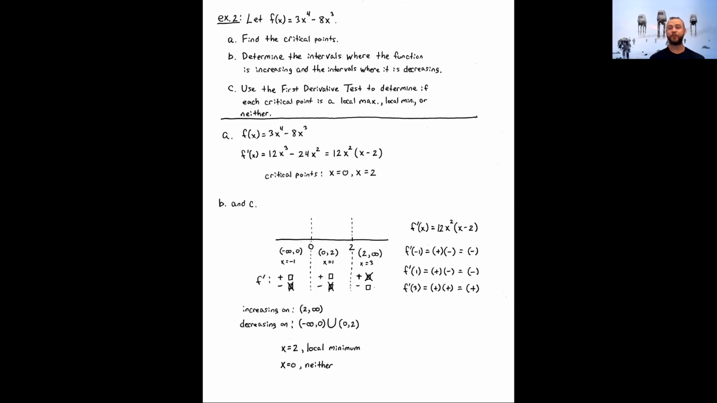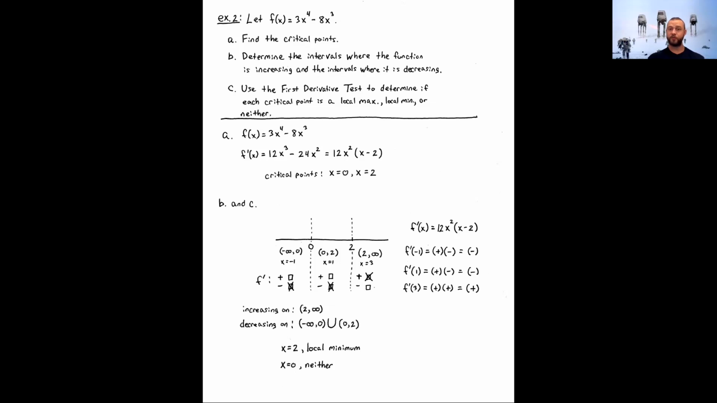Now notice I'm including the endpoint 0 there with parentheses, because we find here with the first derivative test, at the critical point x equals 0, there is no sign change in the first derivative. It's just negative on both sides of the critical point 0. That doesn't correspond to a local max or local min. It's neither. X equals +2 is, however, a local minimum. The sign change goes from negative to positive, which corresponds from the first derivative test to x equals 2 being a local minimum.